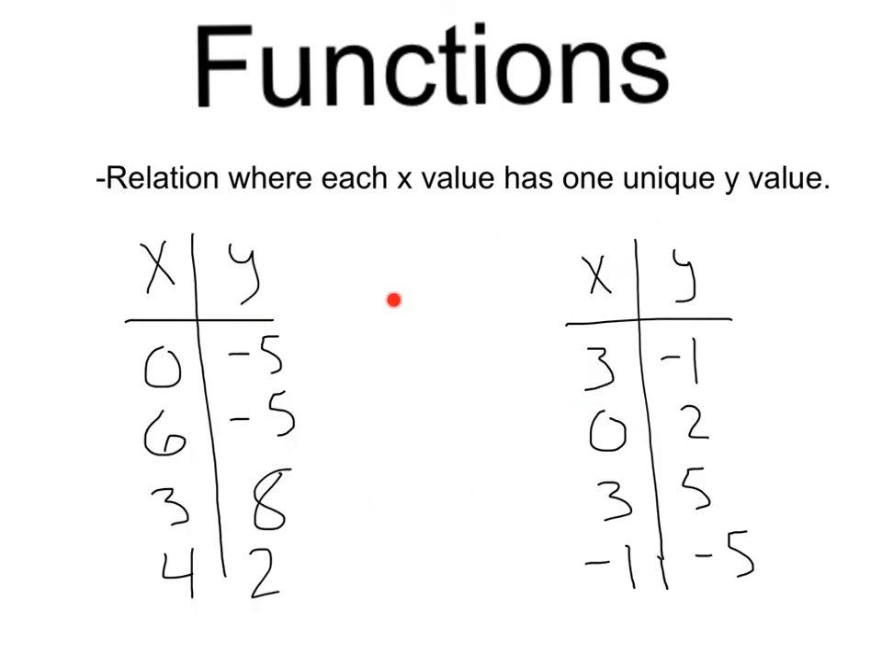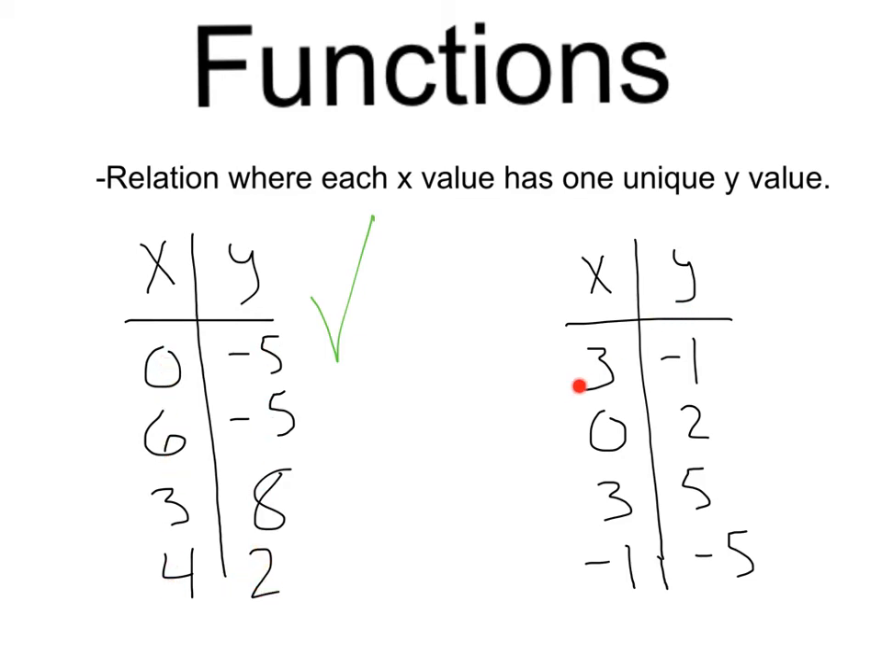Here we've got 2 more relations expressed as tables. We've got the points (0, -5), (6, -5), (3, 8), and (4, 2). This is a function. Even though we have the same y value twice, -5, it's okay because each x value only has one y value. For each x, there's a unique y.